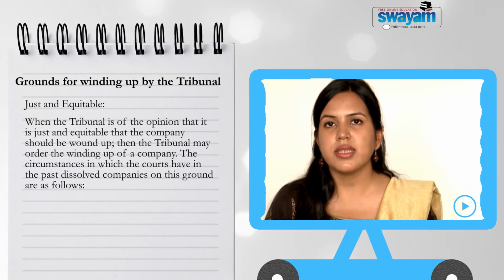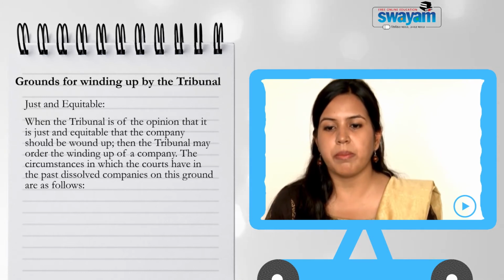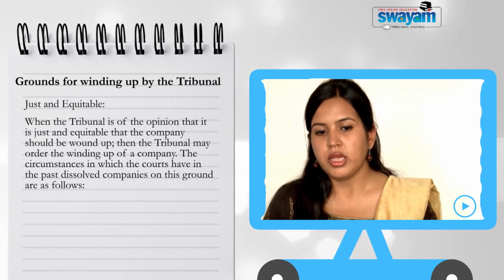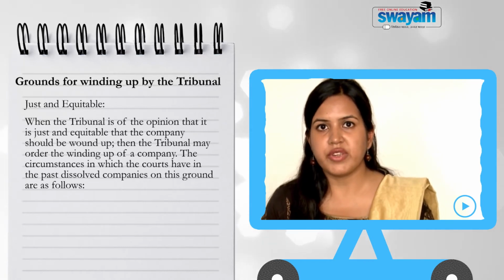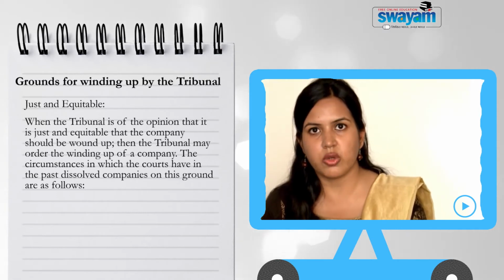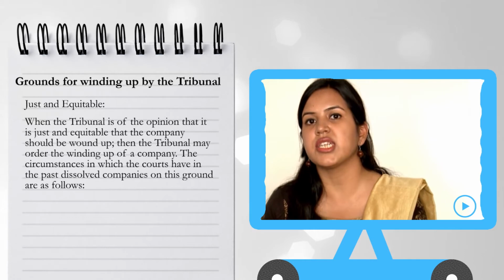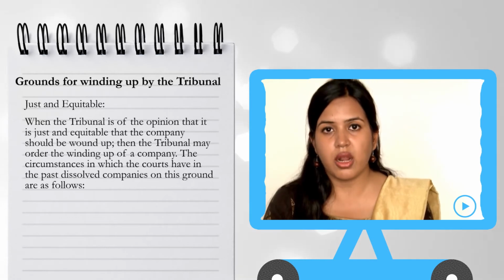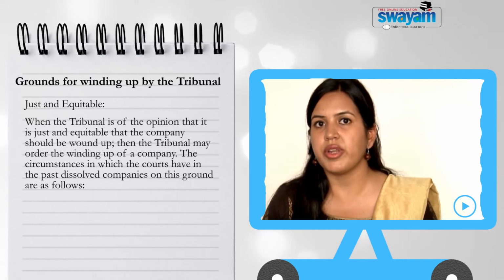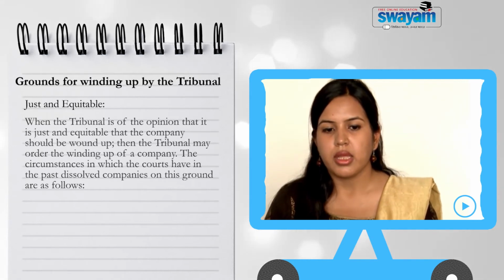The circumstances in which the courts have in the past dissolved companies on this ground are as follows. So, these grounds are not those which are mentioned in the Companies Act 2013. The grounds I am now going to discuss with you are part of this just and equitable ground. These are based on precedents, that is, which the court or the tribunal have already applied or used.